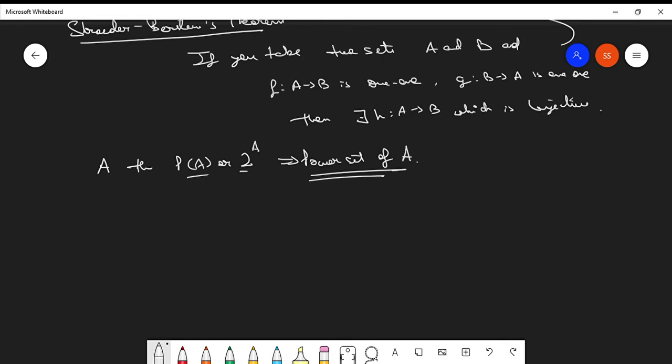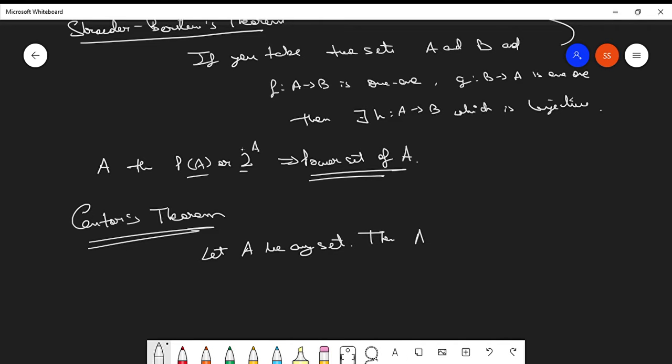We are now going to talk about Cantor's theorem. What does Cantor's theorem say? Let A be any set. Then A is always dominated by its power set, and A is not numerically equivalent to its power set. Is this portion clear? Got it?